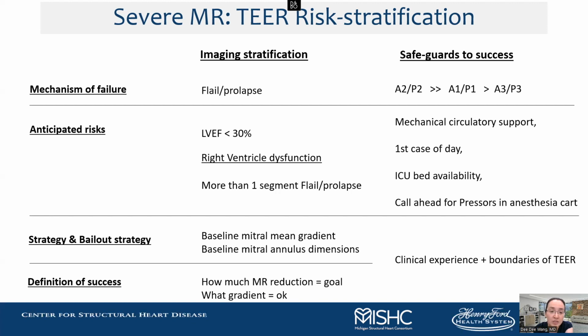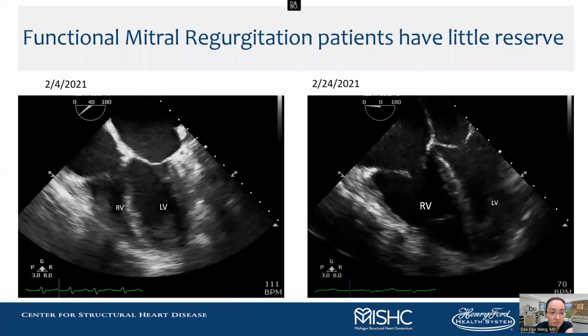When we're looking at strategy and bailout, we want to look at the baseline mitral mean gradient for these patients. So if we go in, we have a pre-specified number for the mitral mean gradient that we do not want to exceed for that specific patient. And our definition of success is going to vary depending on what the patient's goal is. Are we trying to bridge this patient to a surgery, or bridge this patient out of intubation, or get them home with a better quality of life? All of this comes with clinical boundaries and clinical experience.